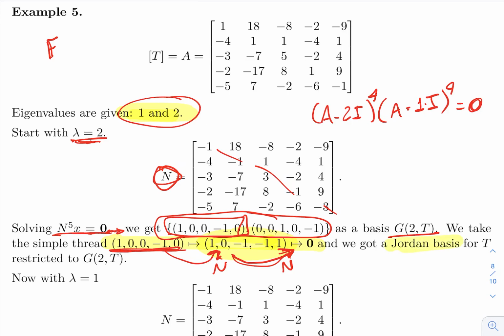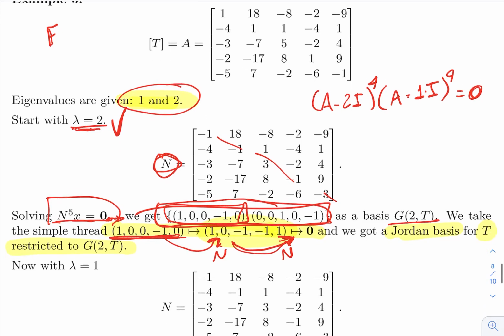We found the Jordan basis. Jordan basis for what? For the operator T restricted to this subspace. This is a two-dimensional subspace. We know that because when we solved this equation, we got a two-dimensional set of solutions spanned by these two vectors here. So we're done with lambda equal 2. We can move forward to lambda equal 1.